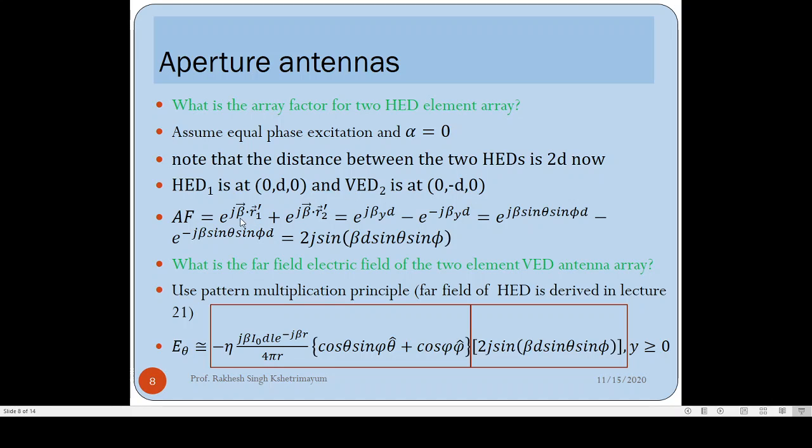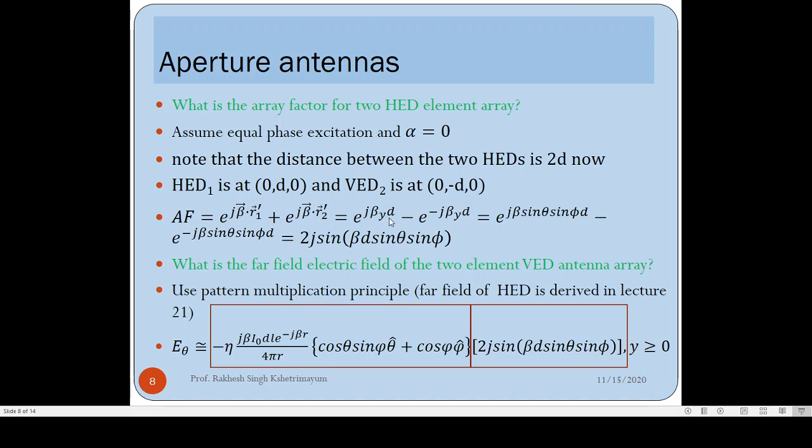What is beta? Beta will have x, y, z components. When I do the dot product, only the y component exists, then it will become exponential j beta y d minus exponential minus j beta y d. You have a negative sign here because your image horizontal electric dipole was along the negative z direction. So I have a negative sign here. I also have a negative sign here because we have a minus d here, we have a plus d here. This is plus, this is minus, because the orientation of the image horizontal electric dipole is in the negative z direction.